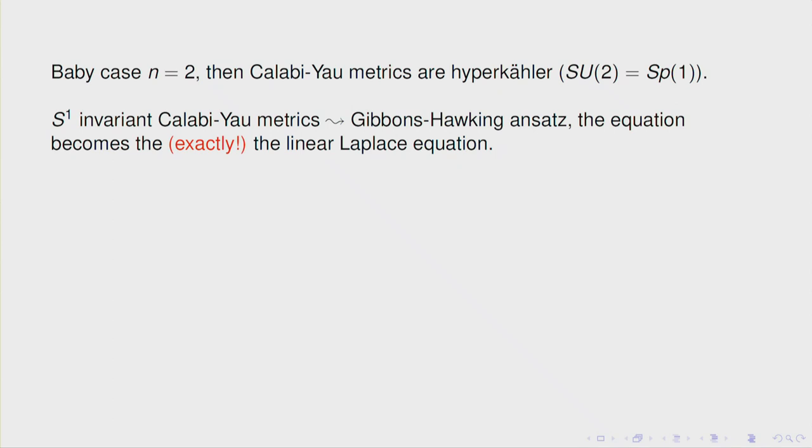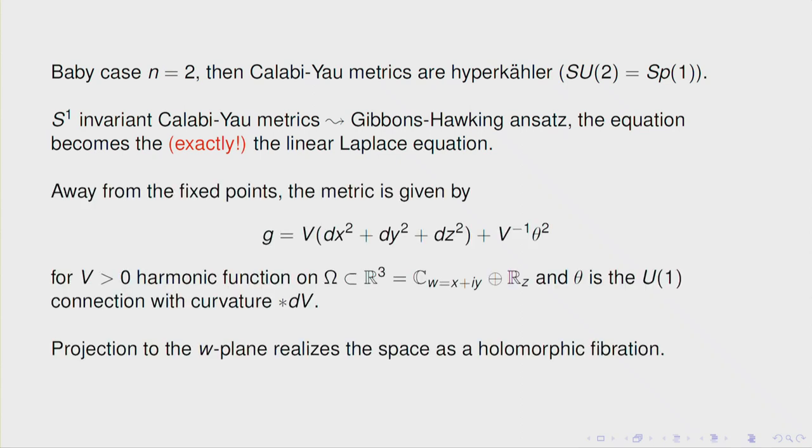So now I first explain the baby case when n equals 2. Here the Calabi-Yau metrics are hyperkähler, so that means SU(2) equals Sp(1). And S1 invariant Calabi-Yau metrics are given by the Gibbons-Hawking ansatz. The interesting thing is that the Calabi-Yau equation is a nonlinear equation, and now if you look at this case, it becomes exactly a linear equation. And you can write down explicit solutions. Of course, these are not compact.